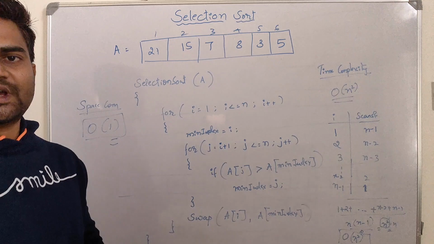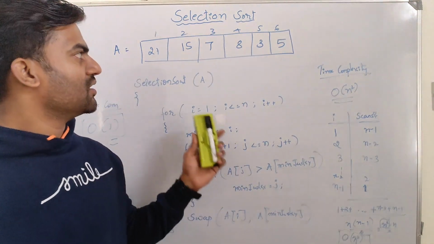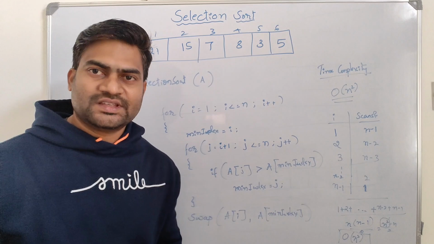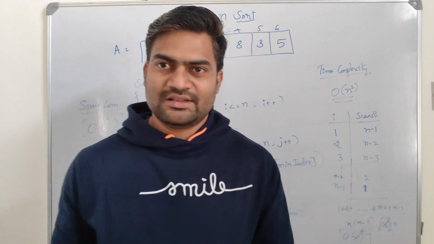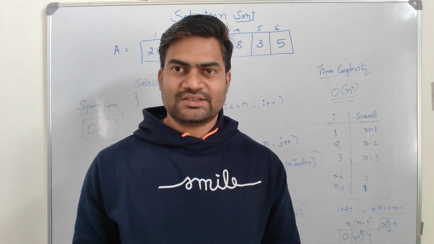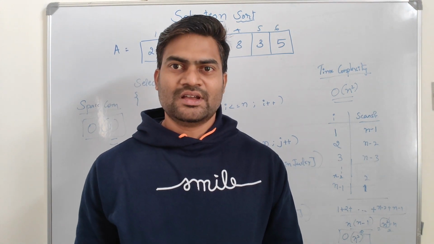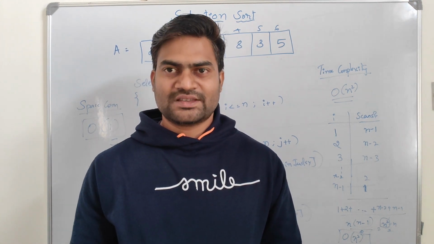Why? Because we are not taking any extra space to sort these elements. So this is basically the logic and the pseudocode for this selection sort. Let's look into the selection sort execution.